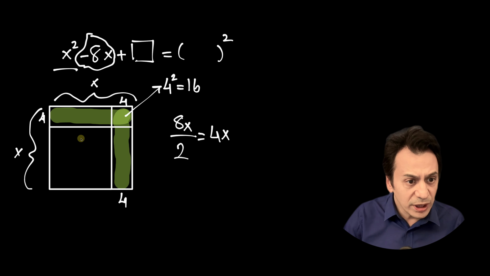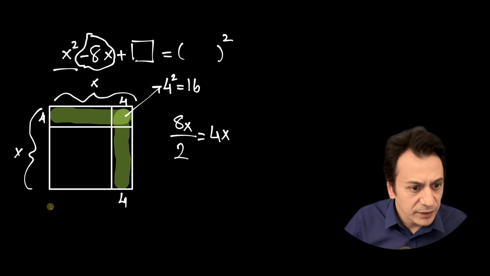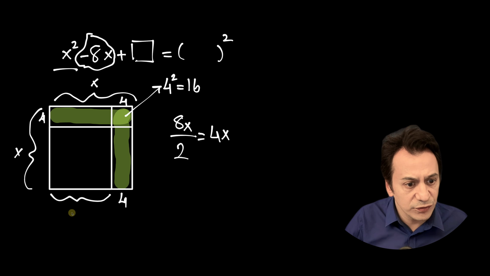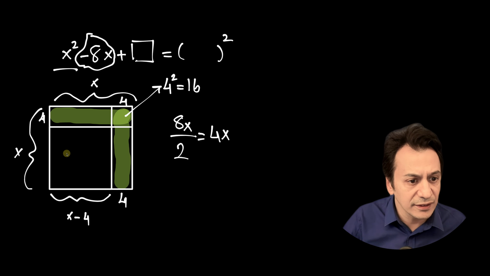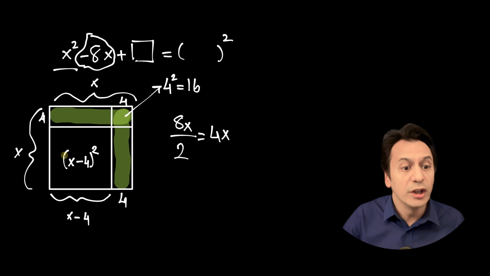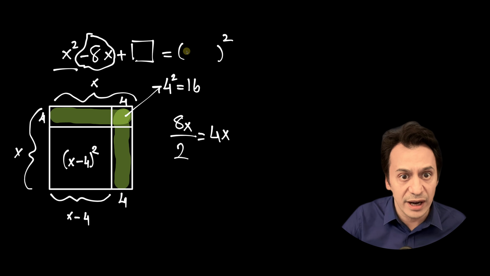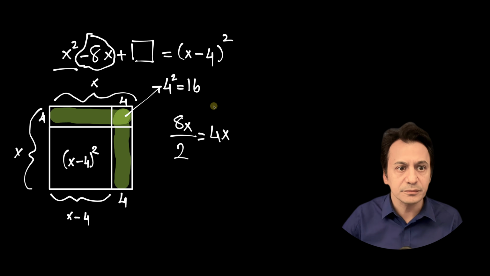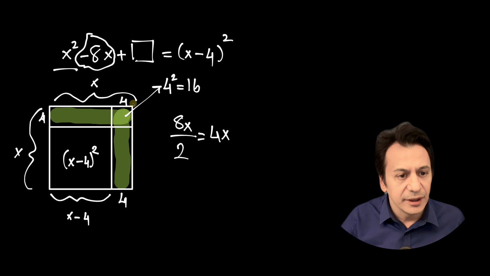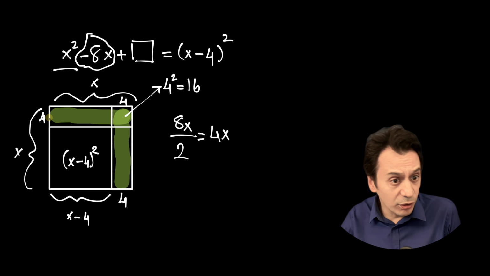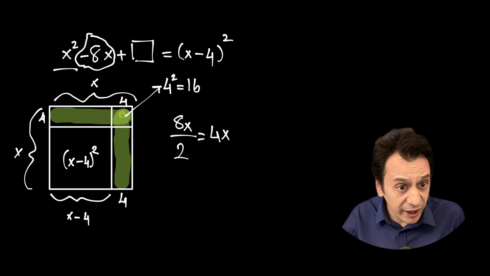Okay, so what about the area of this small square? Since I subtract 4 from x, it can be written as x minus 4, and the area is the square of x minus 4. So that's where I'm going to arrive. Let's write it down. Okay, great. So, again, I have the big square. I subtract 8x. How do I do that? Okay, 4x from here, 4x from here.